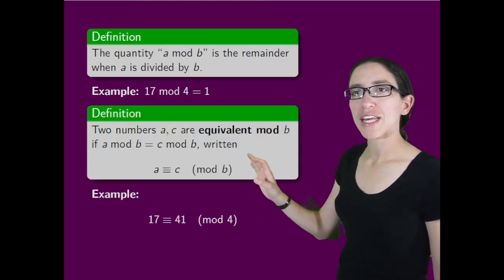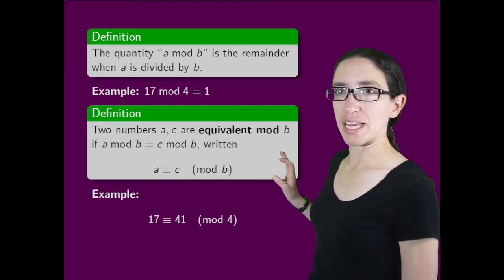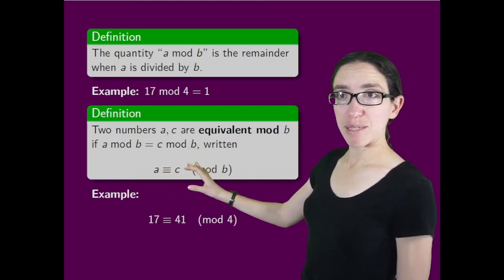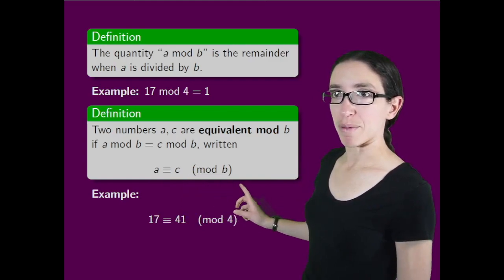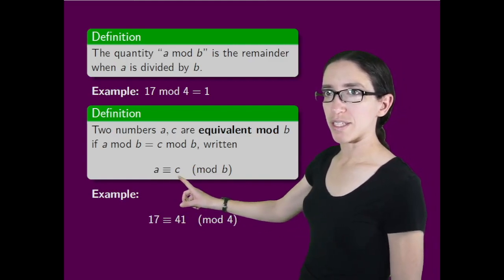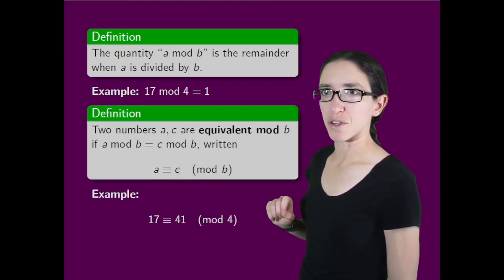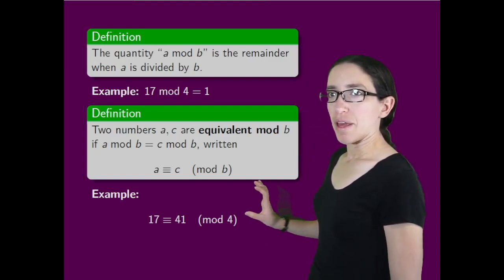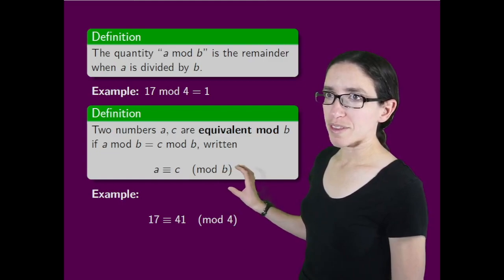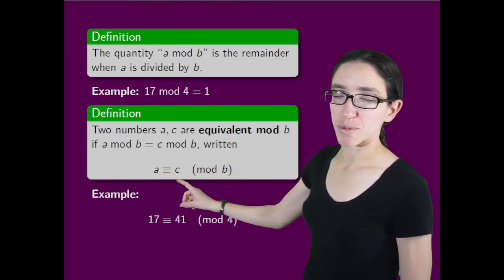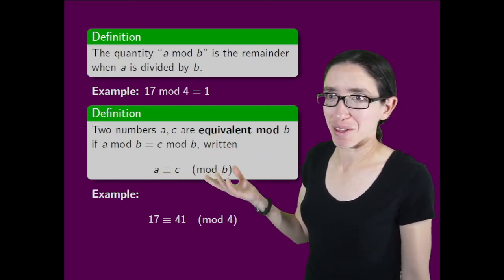We say 2 numbers a and c are equivalent mod b if a mod b equals c mod b. So if a and c have the same remainder when you divide them by b, we write a is equivalent to c with 3 lines for our equivalence sign. And then we put mod b in parentheses on the right, just to tell us that we're thinking mod b when we think of this equivalence. We're not thinking mod d or some other number.